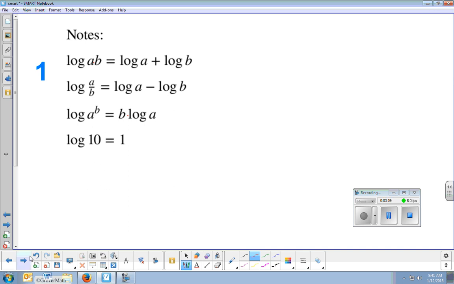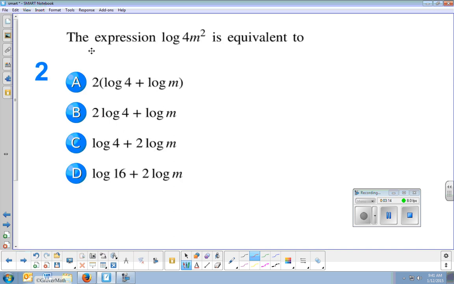So let's do a couple of practice problems playing with these properties. All right, so the expression log 4m squared is equivalent to what? You see how this is a single log expression, and my answers are multiple log expressions. So what I'm doing is expanding this logarithm. There's a couple of things happening here. This is 4 times m, and m is being squared. Again, notice that only m is being squared. If both of them were squared, we would need parentheses around the 4, but we don't.